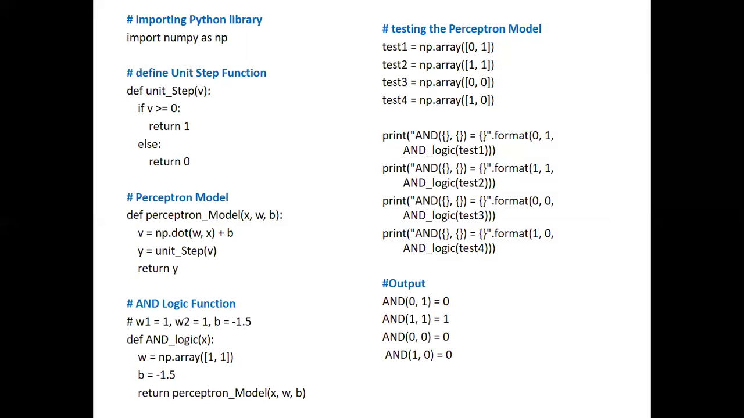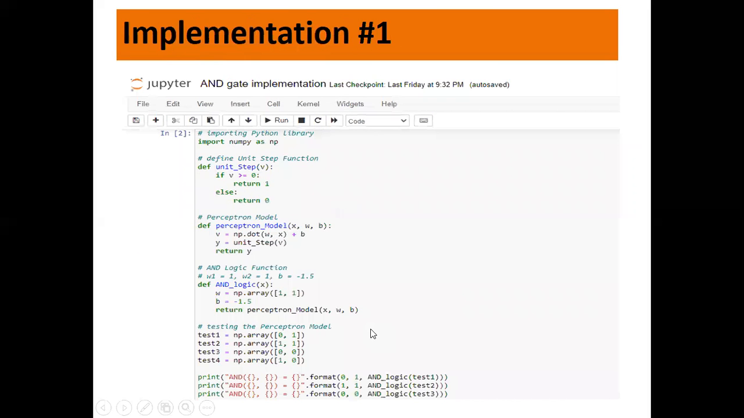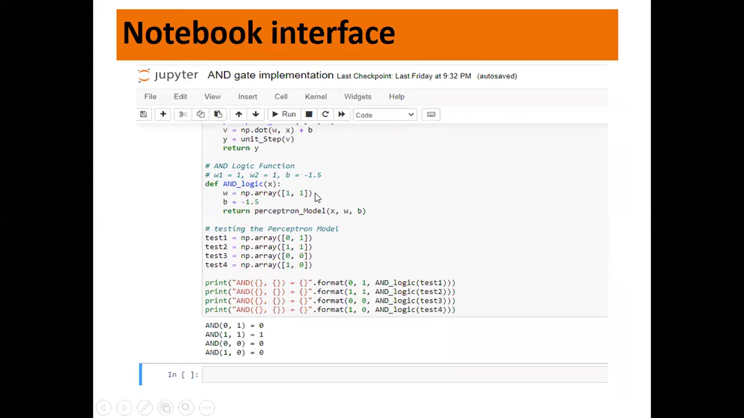Okay, now let us look at the program in detail. The very first thing is importing a Python library. We'll be importing NumPy. NumPy is a library which will help you with all numerical functions in Python. So the very first thing we write is import numpy as np. You can see I've already written it here: import numpy as np.